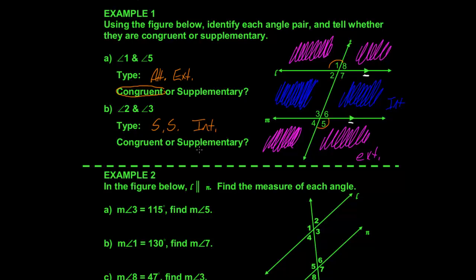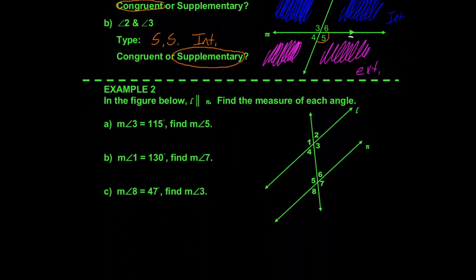Go back to your notes. We are dealing with parallel lines. So in our notes, parallel lines, go down and find same side interior. Are they congruent? No. Are they supplements? Yes. So now we can circle that they are supplementary.